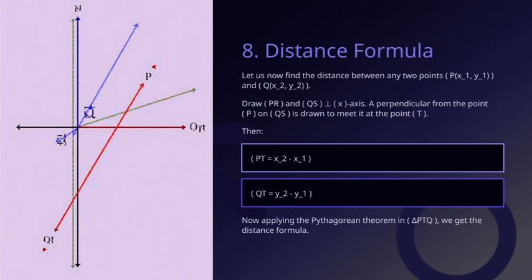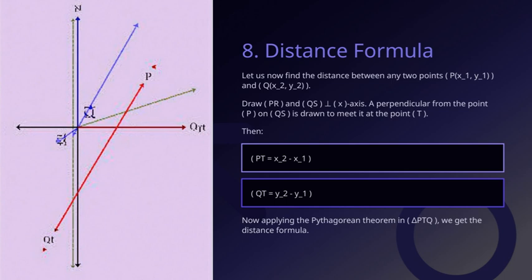Now, let's see how we can apply the Pythagorean theorem to the triangle PTQ. By doing this, we arrive at the distance formula, which allows us to find the distance between 2 points in the coordinate plane. First, note that QT is equal to y2 minus y1, and PT is equal to x2 minus x1. These represent the horizontal and vertical differences between the points P and Q.